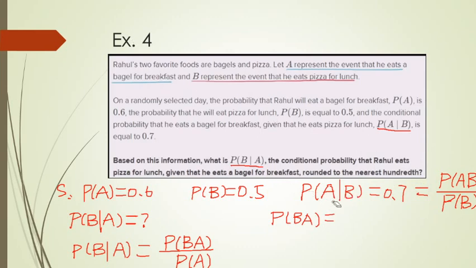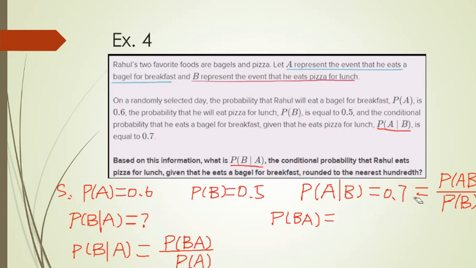So for this conditional probability, the probability of event B goes to the denominator. That's why I said those two are different. This one is given the condition that event B occurs, given the condition that Rocco eats pizza for lunch, and this one means given the condition that this person eats the bagel as breakfast.